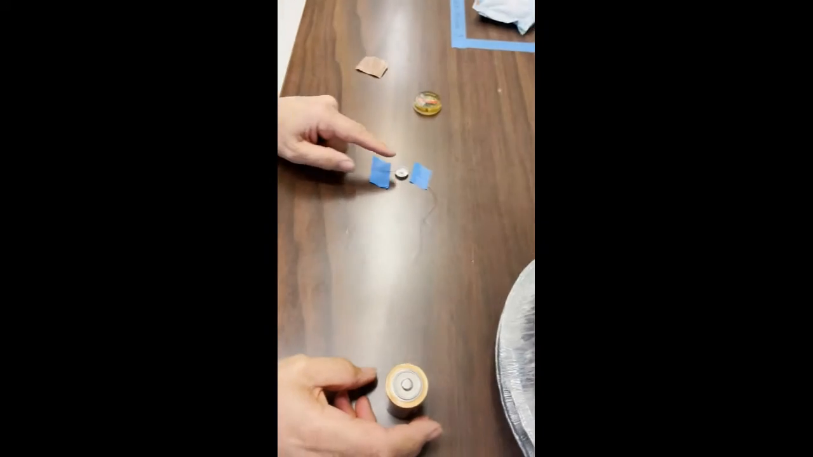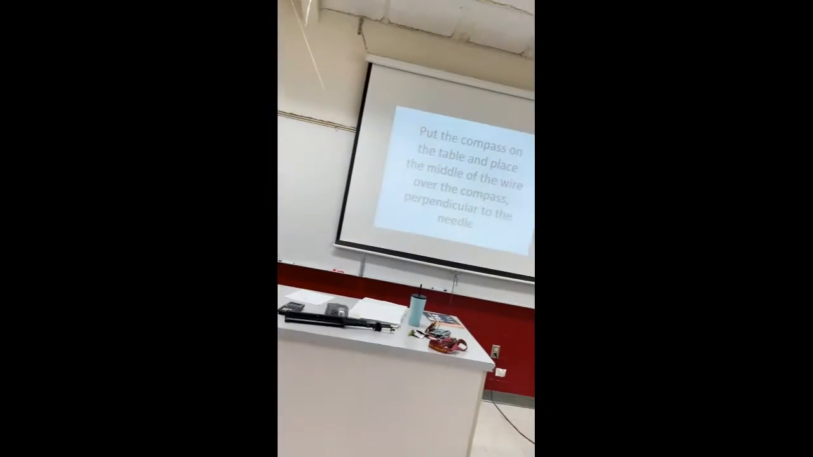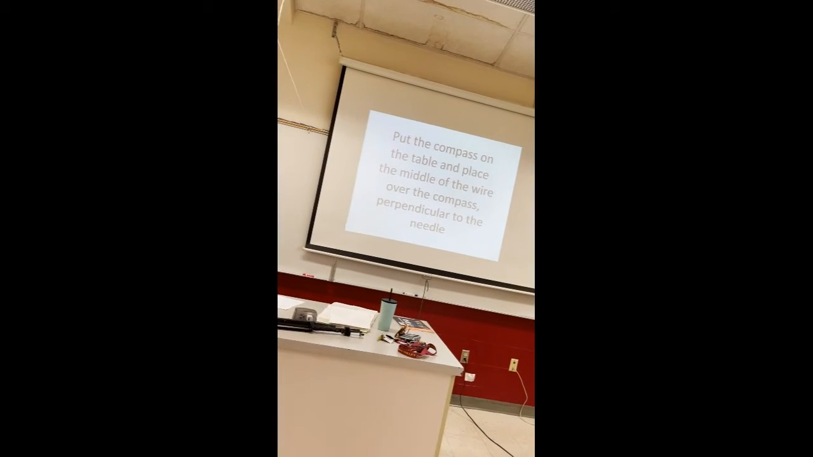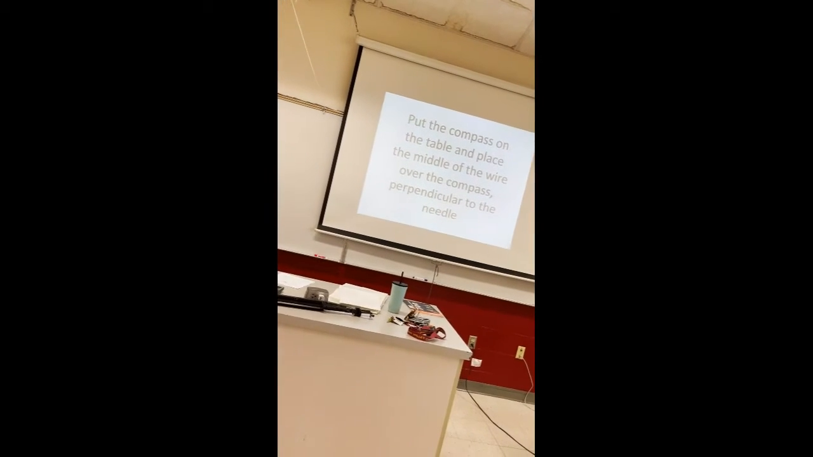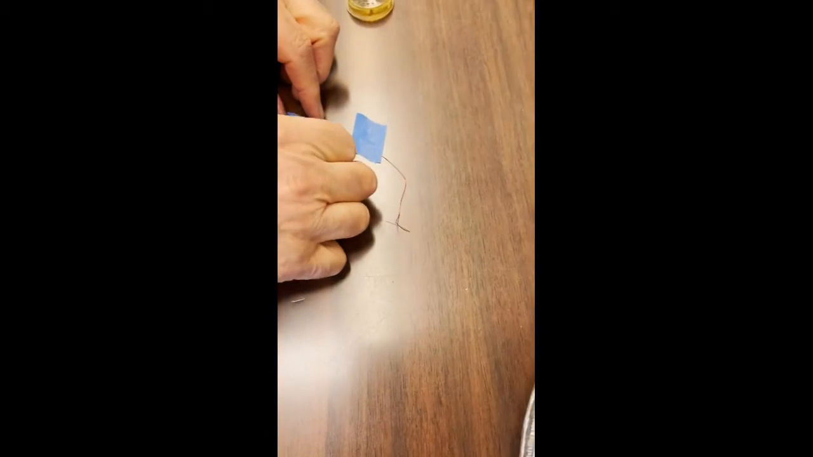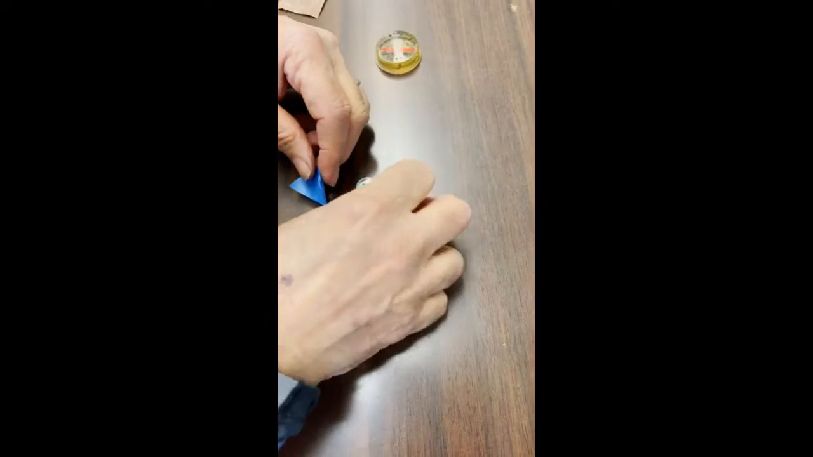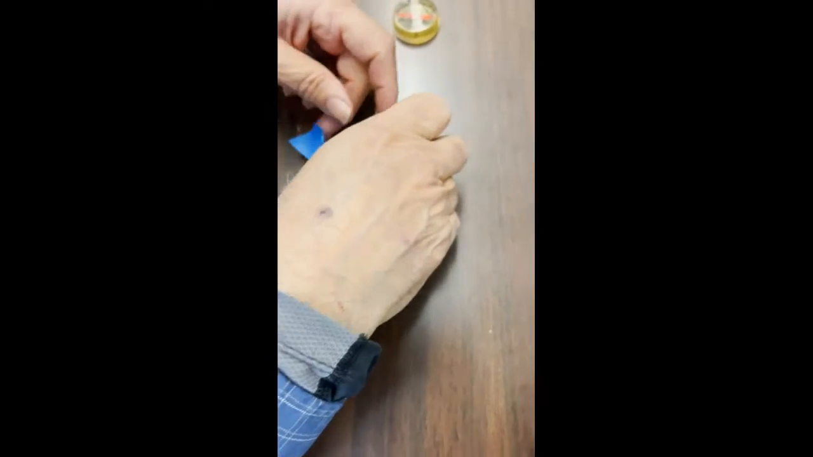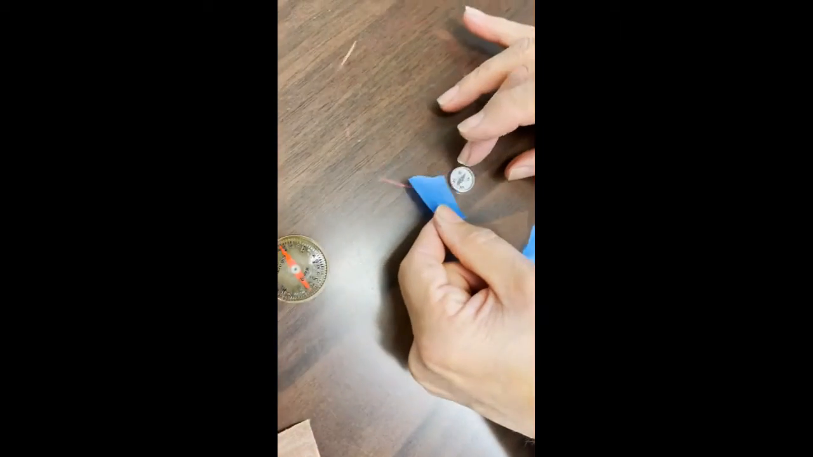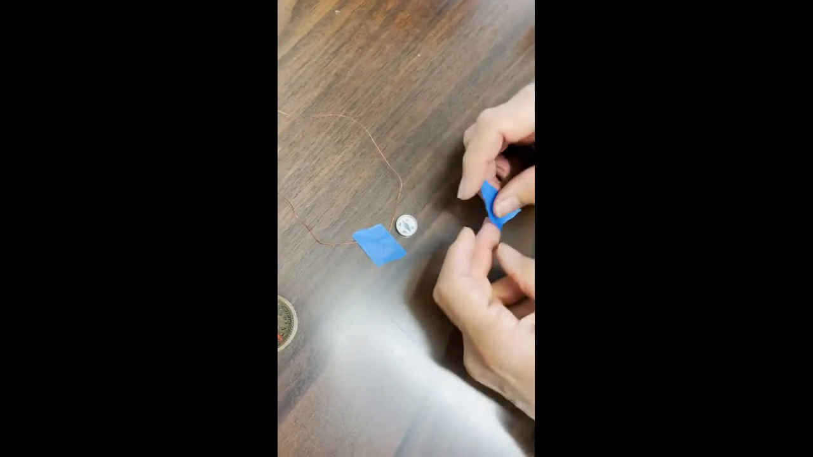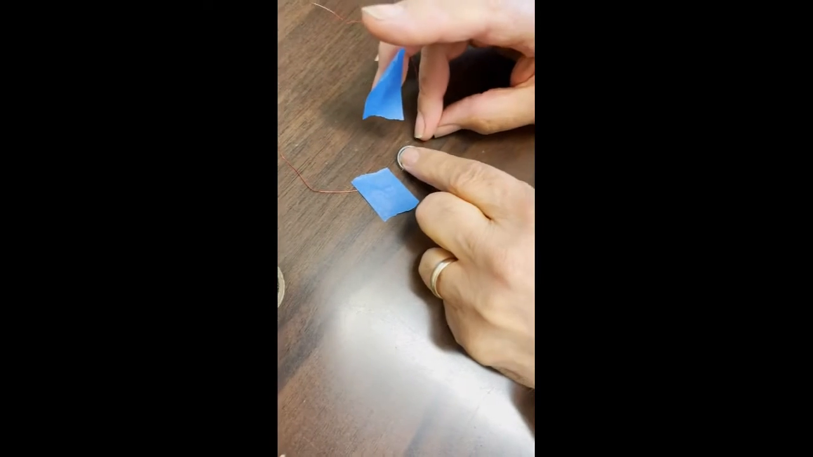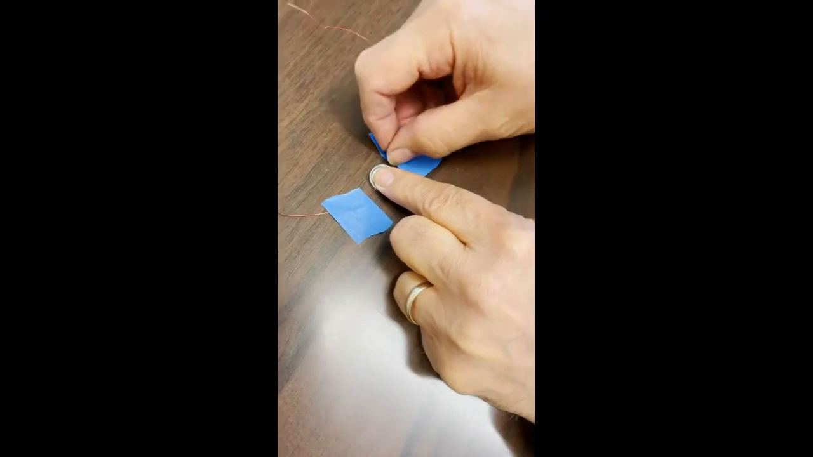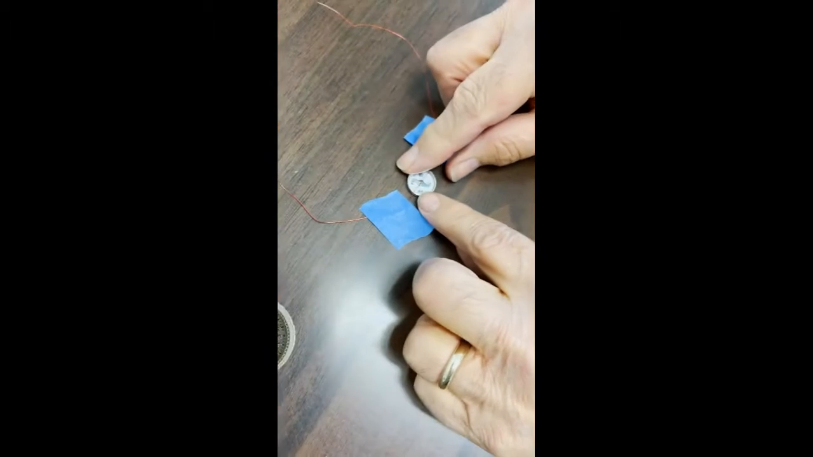Okay, so I've got the compass here on the table. Put the compass on the table and place the middle of the wire over the compass, perpendicular. I don't have this perpendicular, so I'm going to have to make it perpendicular like this. Perpendicular to the needle. Okay, perpendicular to the needle.